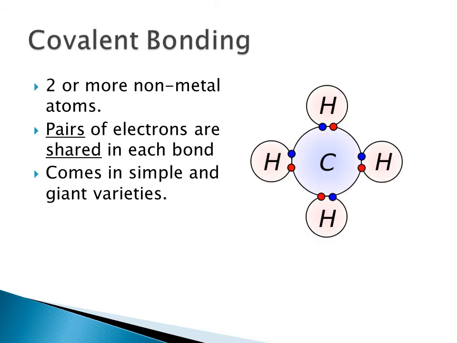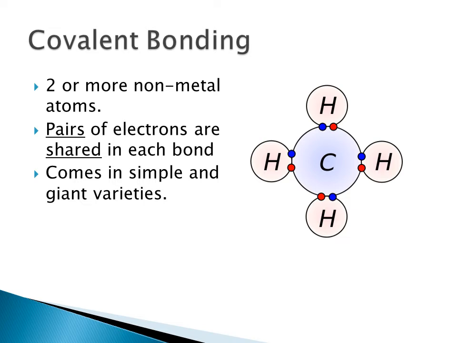Okay, the second type of bonding is a covalent bond. Now, this occurs when you have two or more non-metal atoms. So in this example we have a group of 5 atoms forming a single covalent molecule. But it could be as simple as 2 hydrogen atoms. 2 atoms, they're both non-metals, it's covalent. Okay, so the difference here.